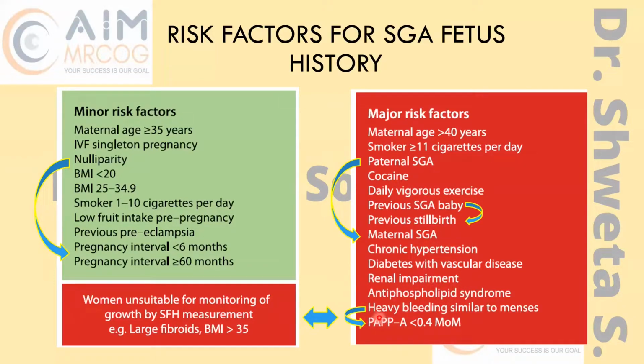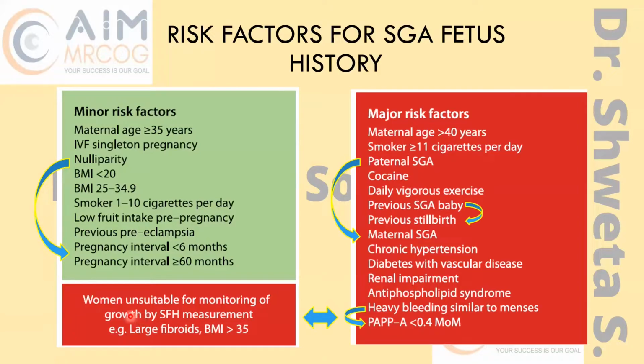Then in this pregnancy, you have to look for heavy bleeding similar to menses. We usually ignore this point. Heavy bleeding similar to menses. The same way we ignore daily vigorous exercise. So this is important. If pregnancy-associated plasma protein A is less than 0.4, even this is a recent exam question. If it is less than 0.4, then you have to monitor her for SGA. These are her history in this pregnancy. In this pregnancy, she has heavy bleeding. In this pregnancy, she has PAPP-A level of less than 0.4.